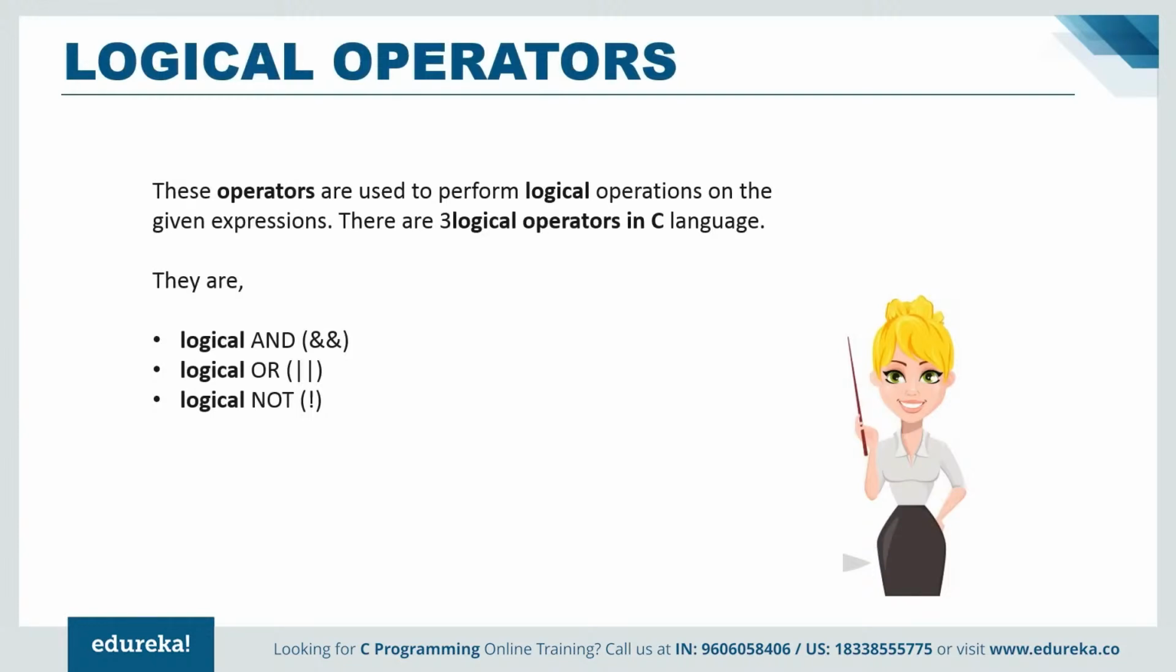Similarly, when we come to logical OR, at least one of the two comparisons should be true. For example, if you are comparing A or B, then either A should be true or B should be true. Then the result will automatically be true. If both the values are false, then the result will be false. Similarly, when you come to logical NOT, the major functionality of logical NOT is to convert a true value into false. If you use the NOT operator in front of a true value, then the value will be converted into false.